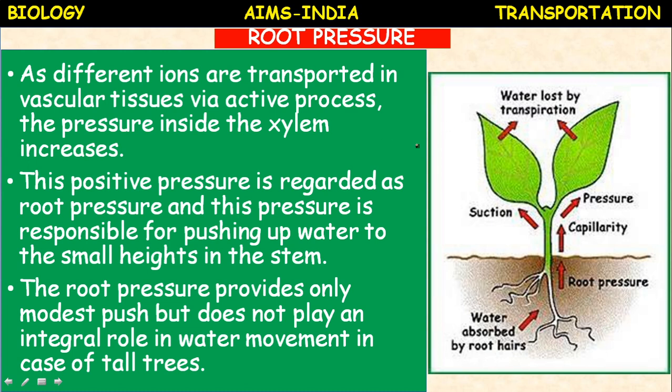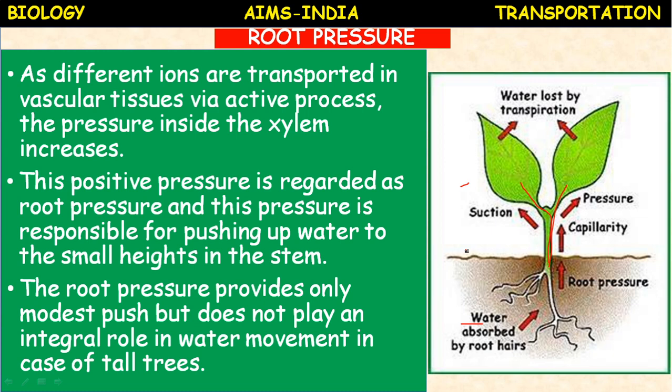Here, water is absorbed by root hairs, as you see in this image, and then root pressure is created. So the capillary movement, the pressure, and the water lost by transpiration, the continuous water column is maintained here. This root pressure is sufficient in small plants like herbs, and to some extent some shrubs. But along with root pressure, some other forces are also involved in the higher plants.